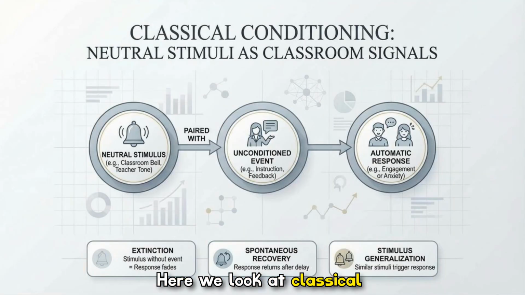Here we look at classical conditioning and how neutral stimuli can become classroom signals. The diagram shows a neutral cue paired with an unconditioned event, so that over time, the cue alone elicits an automatic response, like attention or anxiety. Important concepts like extinction, spontaneous recovery, and stimulus generalization explain why signals work, fade, or reappear, and how teachers can deliberately shape classroom reactions.